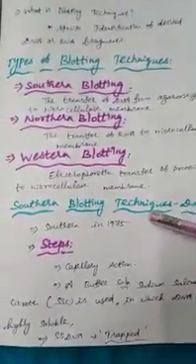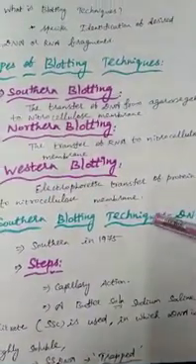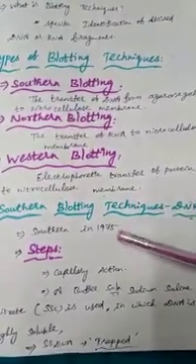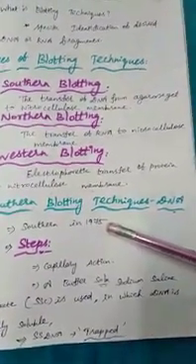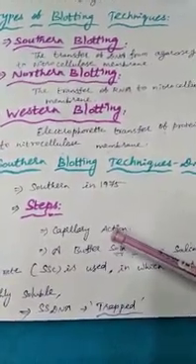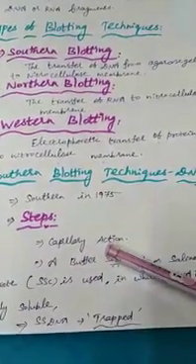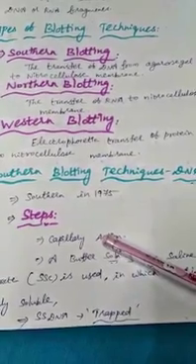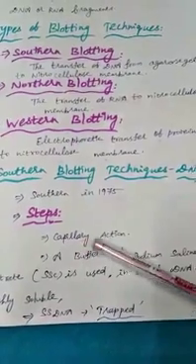In this technique, the DNA is transferred from agarose gel to nitrocellulose membrane. It was introduced by Southern in the year 1975, so we call it the Southern blotting technique. Many steps are involved in transferring the DNA. The first is that the transfer of the DNA from the agarose gel to the nitrocellulose filter paper is achieved by capillary action.